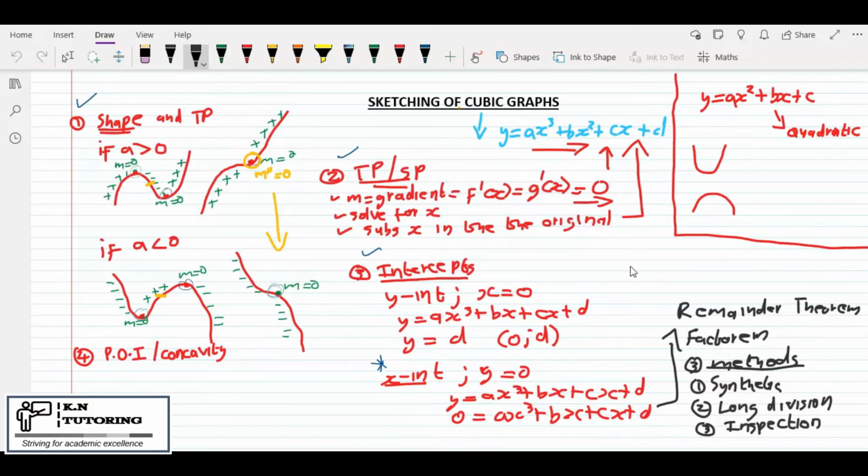Okay, sorry, in terms of the y-intercept, you put x equals 0, then your y-intercept will be the same as the value of d, and then your coordinates will be 0 and d.